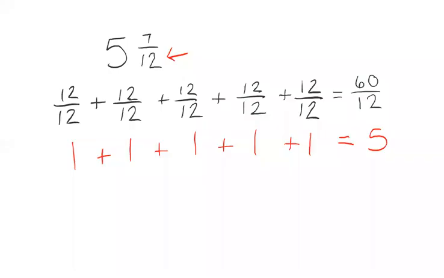Now the last thing I need to do is add the fraction part of this mixed number to 60/12. So I'm just going to do 60/12 plus 7/12 to find out what this is equal to. So 5 7/12 is the same as 67/12.